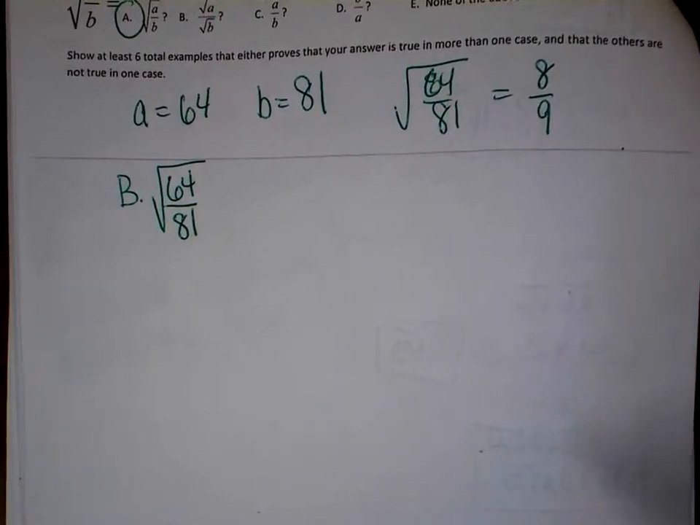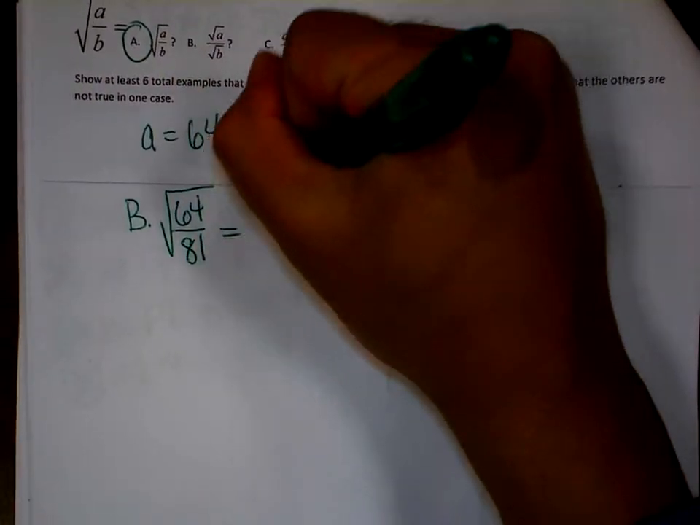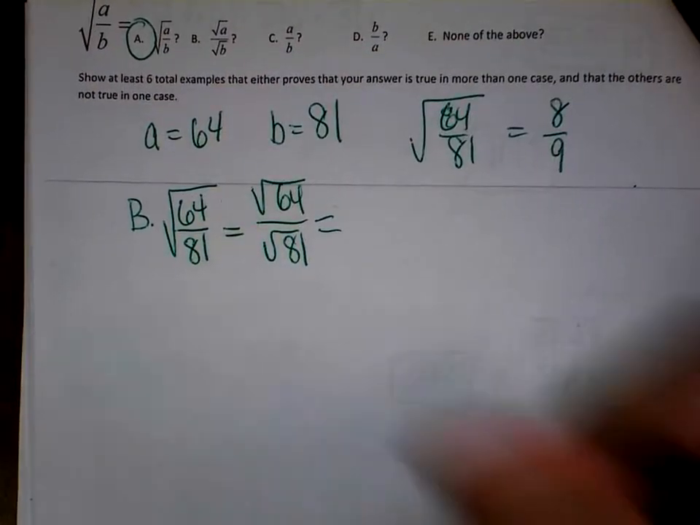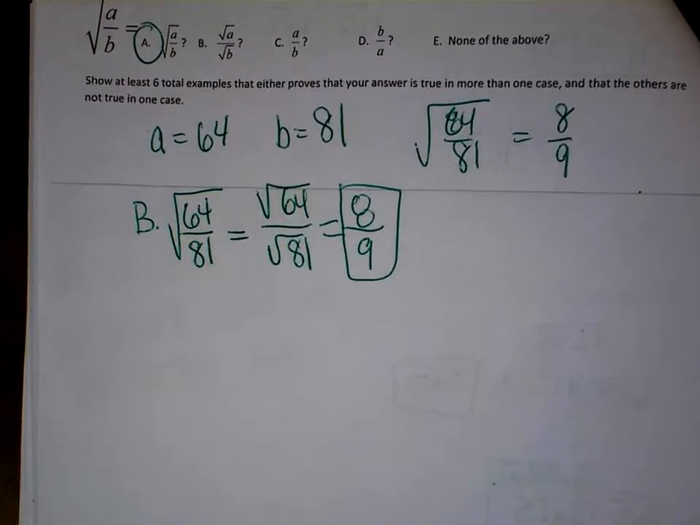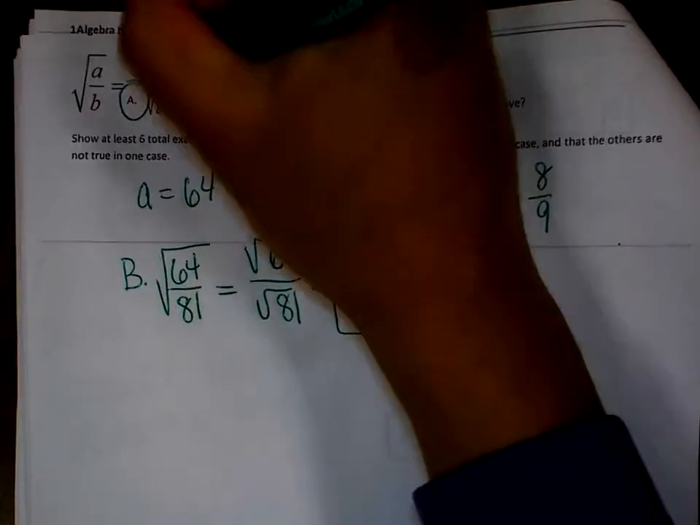Well, let's see. Is this the same as the square root of 64 over the square root of 81? Well, the square root of 64 is 8. Square root of 81 is 9. So that is 8 over 9. So that is, in fact, the same. So B works as well.